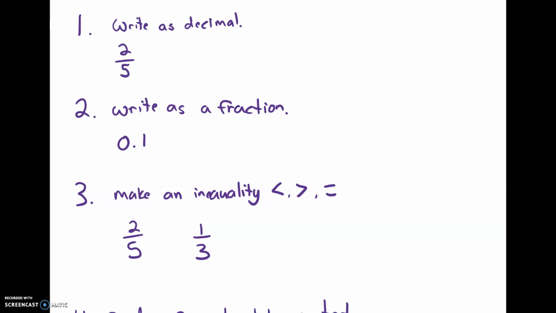Hello, today we're just reviewing section 3-1, which was converting rational numbers between different forms. So that was looking at fractions, decimals, and percentages, going back and forth between the forms and comparing values that are rational numbers.